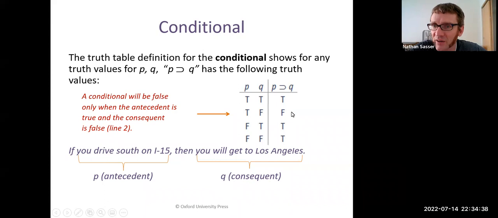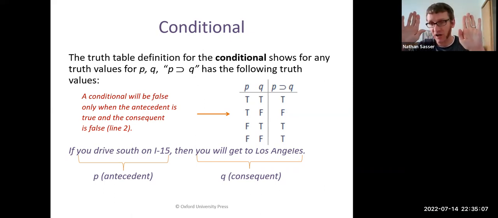But what about this second line of the truth table here? If P is true and Q is false, then it's going to be false that if P then Q. If you drive south on I-15 and you don't get to Los Angeles, then that if-then statement is false. That is the only line of the truth table when a conditional statement or horseshoe is false. When the antecedent is true, but the consequent is false. It's false.